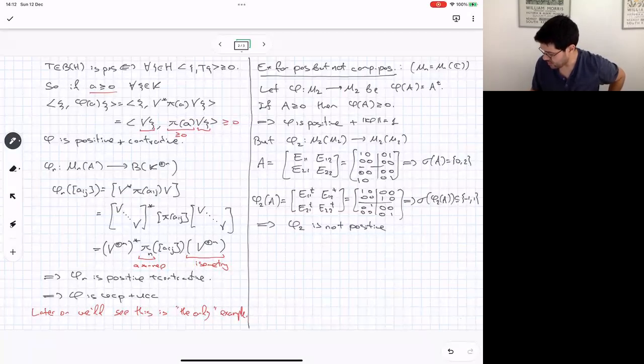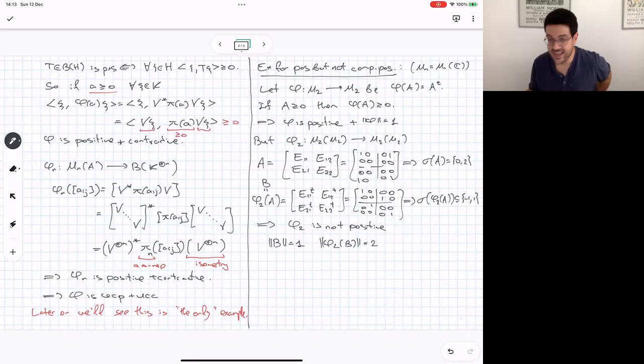But also, if you do phi 2 twice, then you get identity. So if you call this matrix B, then B is of norm 1, but phi 2 of B is of norm 2, because phi 2 of B is A. So phi 2 is also not contractive.